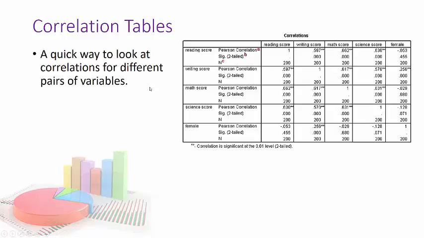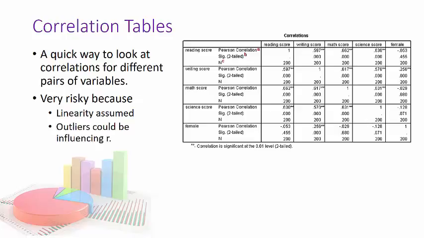Now, it is a quick way so you can say, hey, where am I seeing the highest correlations? Maybe I should check that out. The disadvantage, though, is that it's very risky because, one, it's assuming linearity, because that's what correlation assumes. And secondly, outliers could be influencing R, the coefficient of correlation.